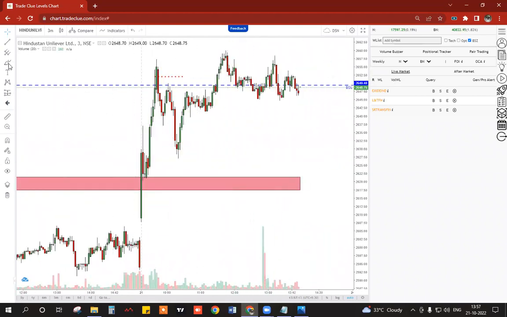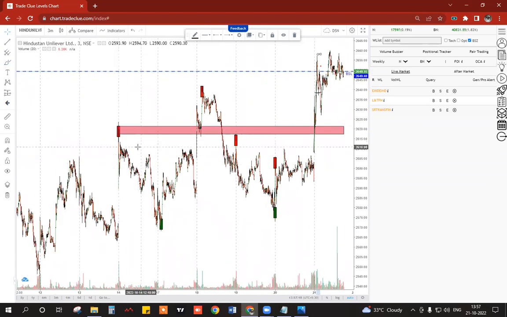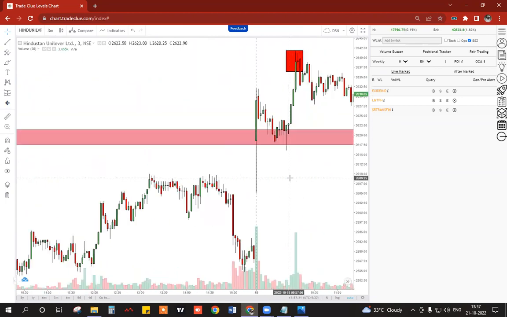Now see today also Hindustan Unilever, what has happened above the red band? Y structure continues on the upside. So this is going to happen day in, day out basically. So that's why just keep a track.